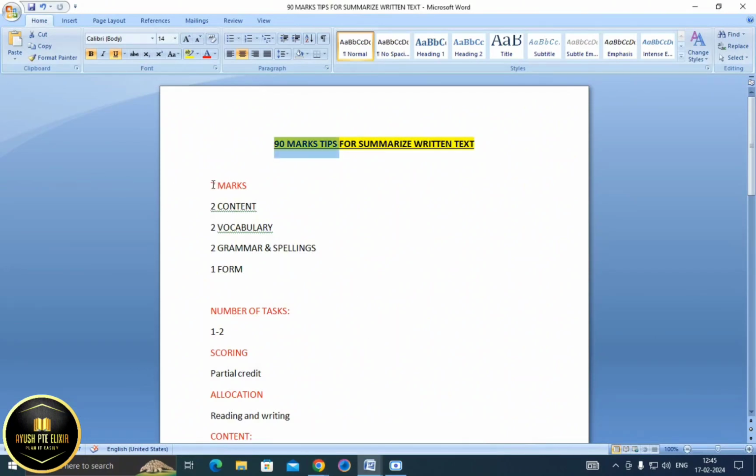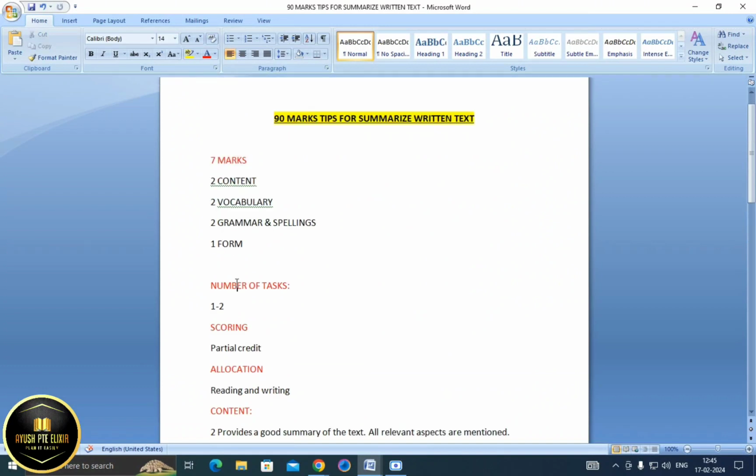Basically, this is for 7 marks in your writing, out of 90. They are divided into content, for which 2 marks are given, 2 marks for vocabulary, 2 for grammar and spellings, and 1 for form. How they are divided, I'll let you know later on, but the number of tasks that we get are just 1 or 2.